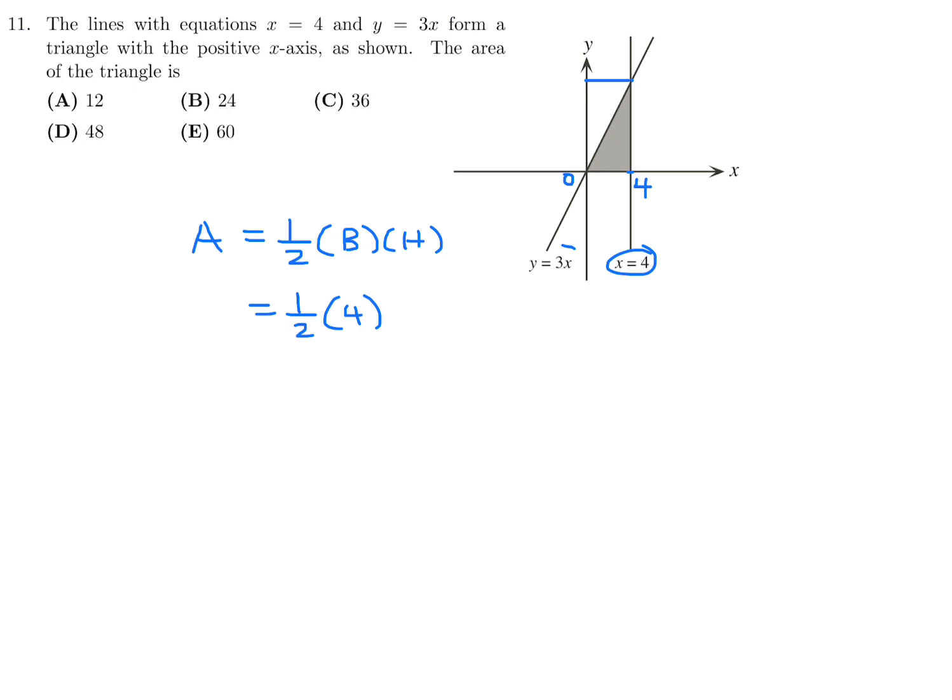Well, I use this equation. That is the equation of that line, y is equal to 3x. Now, the x-coordinate at this point right here is 4. So I substitute that into this to get the y-coordinate, and that's 12. So 12 represents my height. So there we go. So 1/2 times 4 times 12 is 2 times 12, which is 24. So number 11, the answer is B.